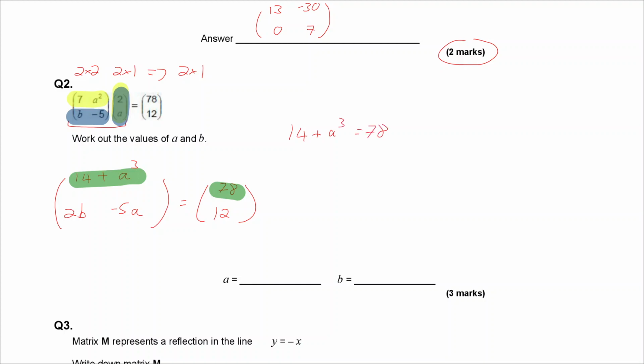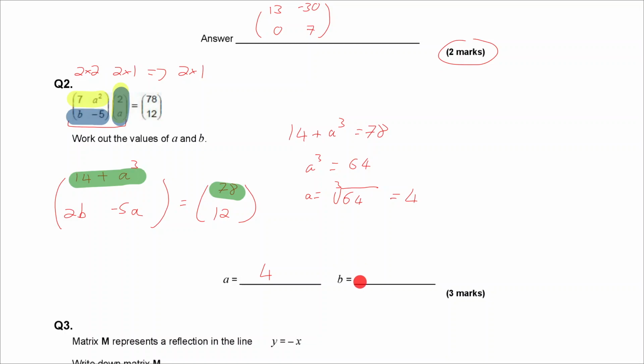So you get an equation: 14 plus a cubed is equal to 78. If I take away this 14 onto this side, that gives me a cubed is equal to 78 take away 14, which is 64, and then perfect, right? If we cube root both sides, which is the opposite of cubing, the cube root of 64 gives you a nice number, which is 4. So a is going to be equal to 4, which is good.